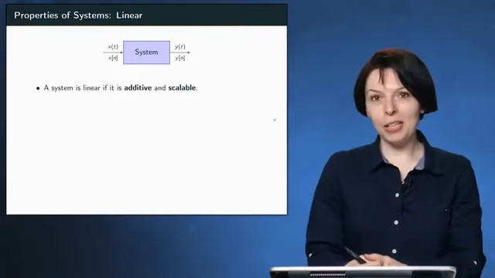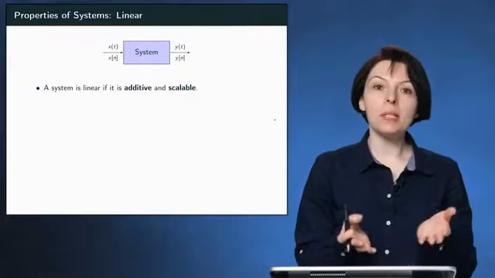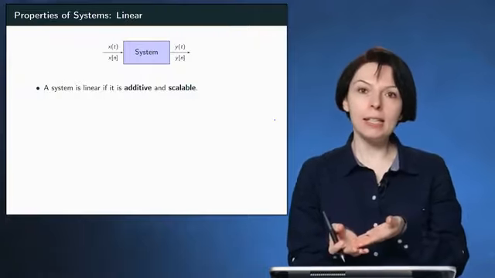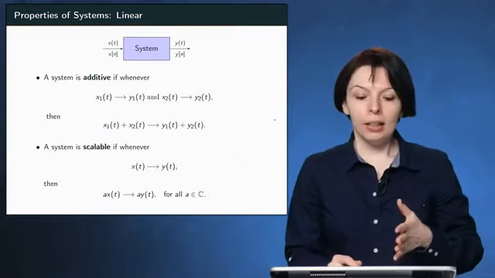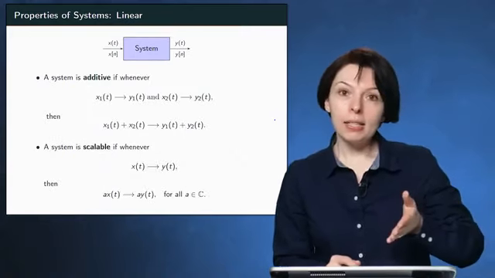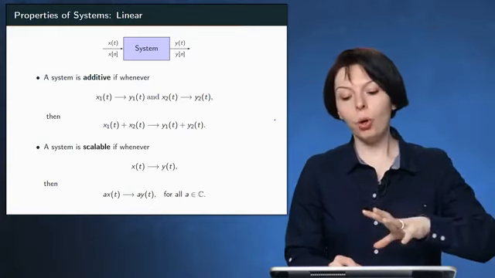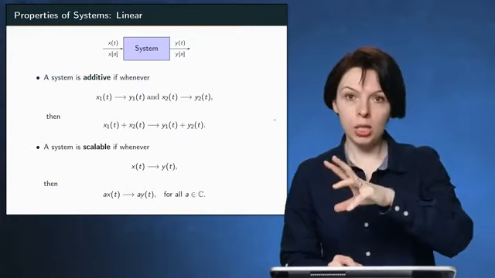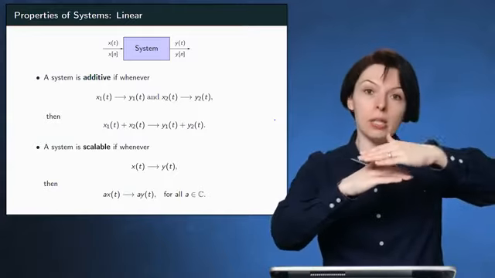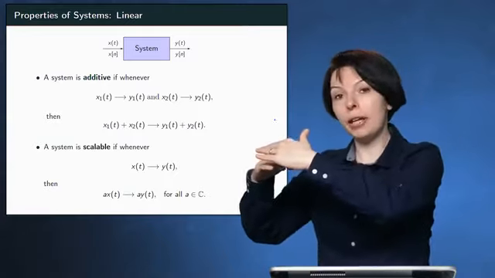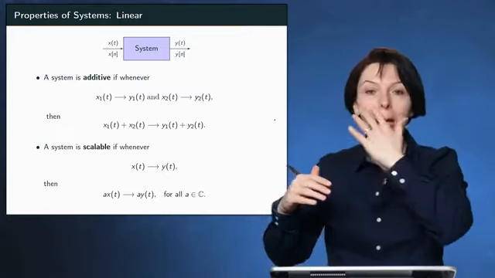All right, the last property of the systems is linearity. A system is linear if it is additive and scalable. A system is additive if whenever you apply x1, you would receive y1, and you apply x2 and you would receive y2. Then if you apply x1 plus x2, you would receive at the output side y1 of t plus y2 of t.